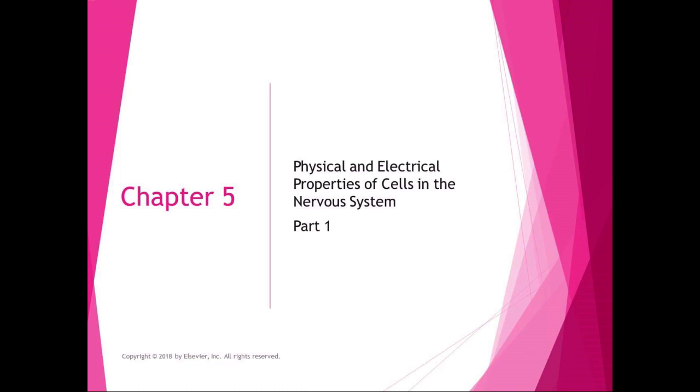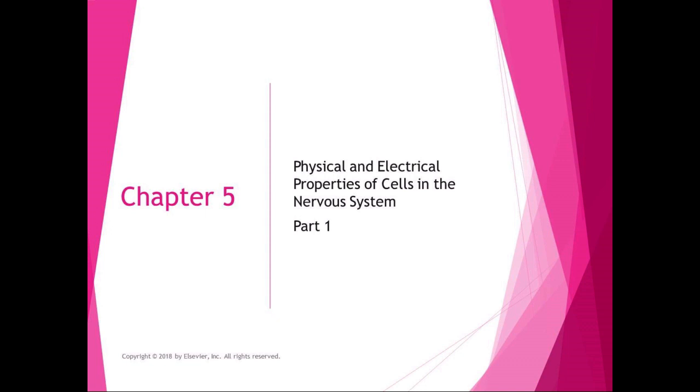Chapter 5 starts talking about the physical and electrical properties of cells in the nervous system. So we have billions of cells in our nervous system, and most of them are neurons. But of the three major cell types in the nervous system, we have neurons, which are nerve cells. They do everything. They're the worker bees of the nervous system. We have glia, which are cells that support neurons, and some of them send signals, and we'll talk about them. And then stem cells, which are the precursors for both neurons and glia.